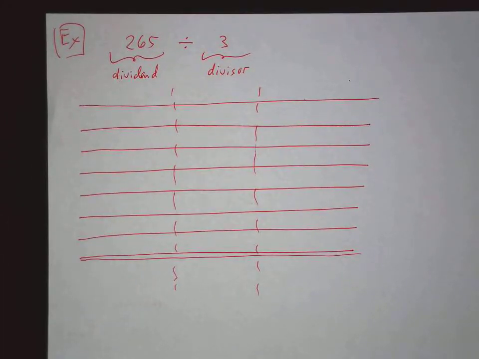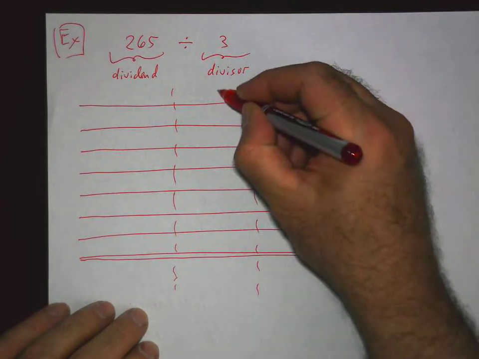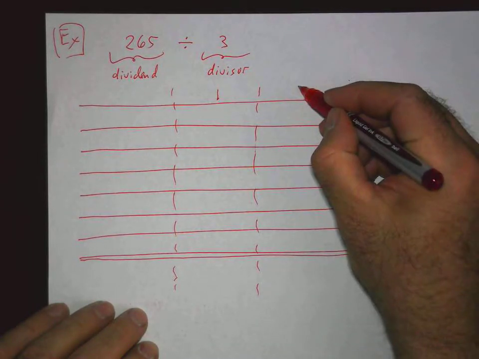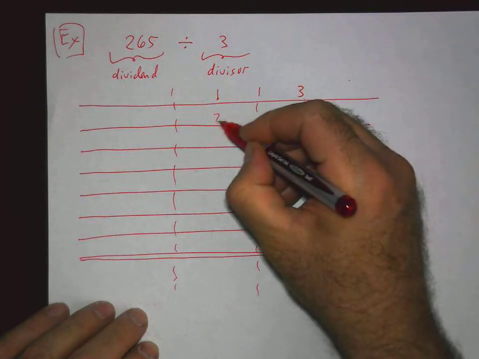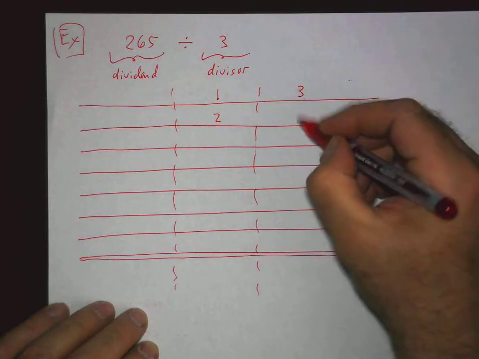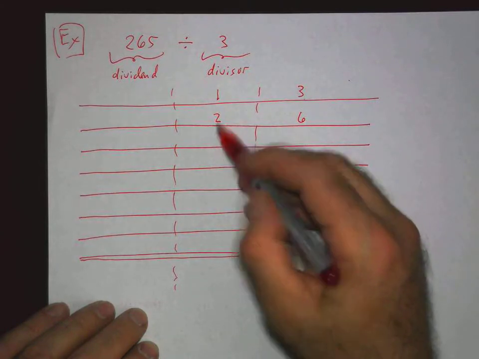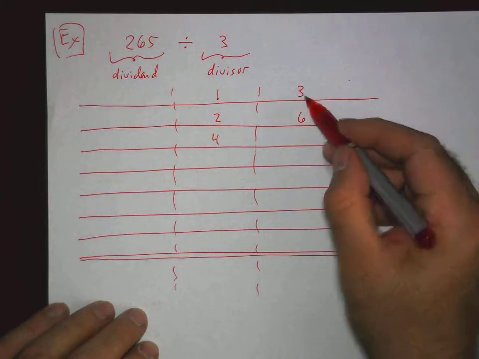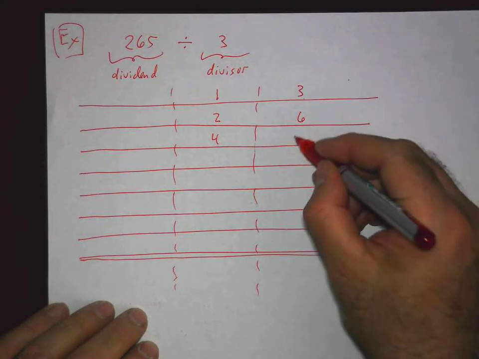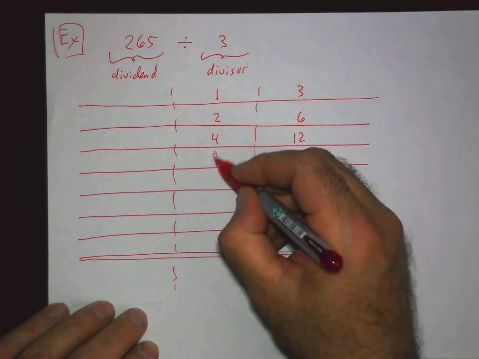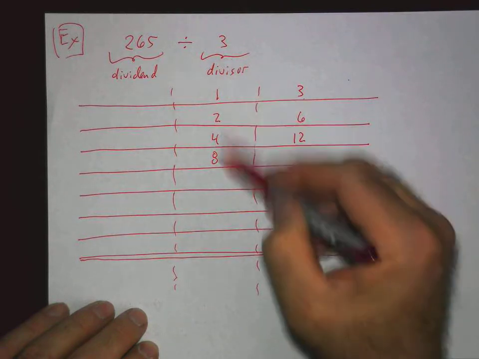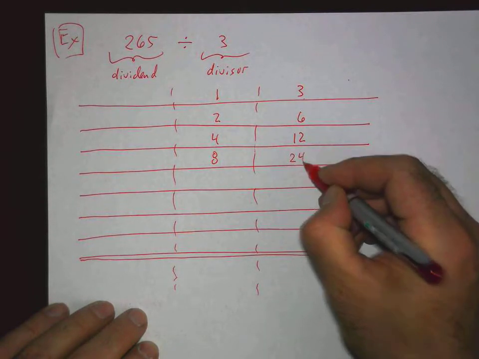265 divided by 3. And the first thing that we're going to do is multiply the divisor 3 by successively larger powers of 2. Well, here's 2 to the 0. 3 times 2 to the 0 is 3. Here's 2 to the first. 3 times 2 to the first is 6. Here's 2 to the second. 3 times 2 to the second is 12. Here's 2 to the third. 3 times 2 to the third is 24.